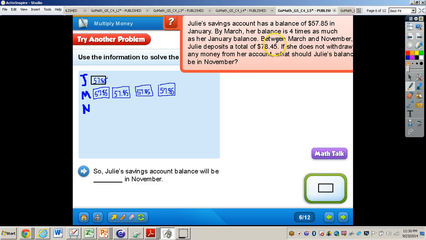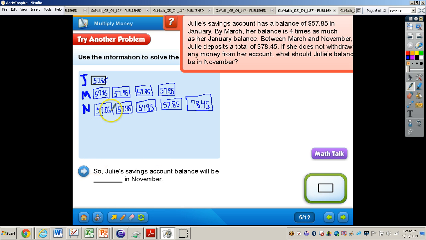Now between March and November, Julie deposits a total of $78.45. If she does not withdraw any money from her account, what should Julie's balance be in November? We still need to draw 4 boxes for November. 1, 2, 3, 4. And within each of those boxes, we're going to have $57.85, and we need a 5th box. And in that 5th box, we're going to have $78.45. So let's write this in each of your boxes now.